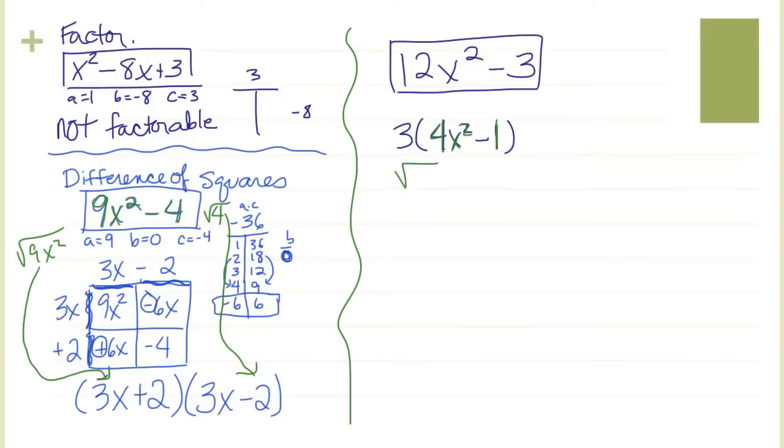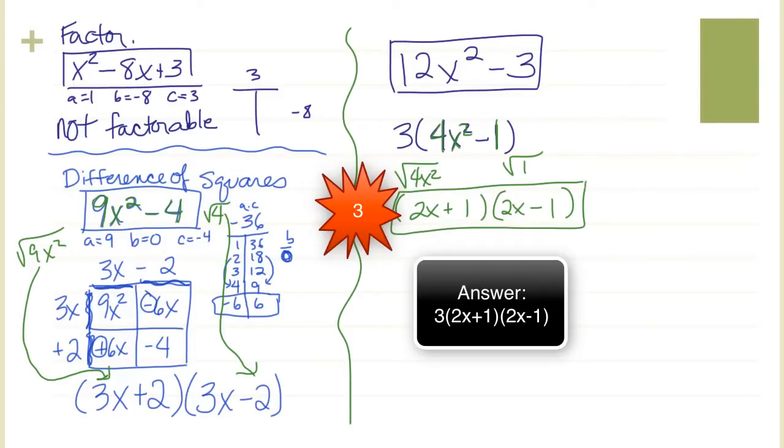So square root of 4x squared is 2x. I'm going to write that twice. Let's make them look alike. My 2's always look different. And then square root of 1 is 1. 1 gets a plus, 1 gets a minus. There's our answer. So don't make those harder than they have to be.